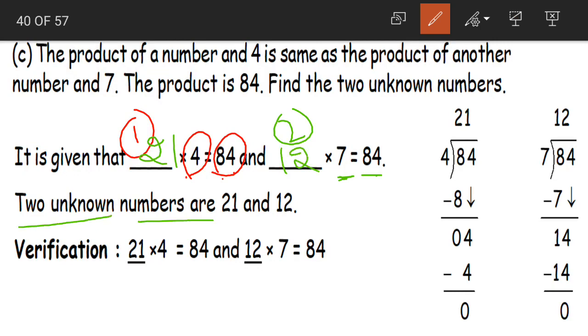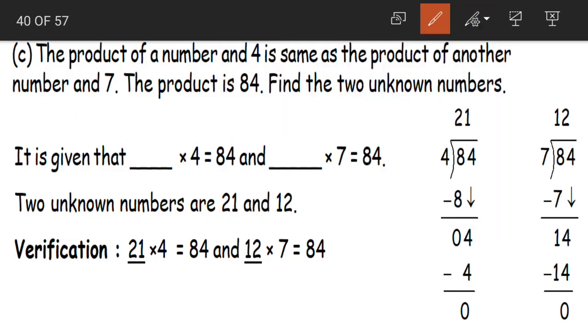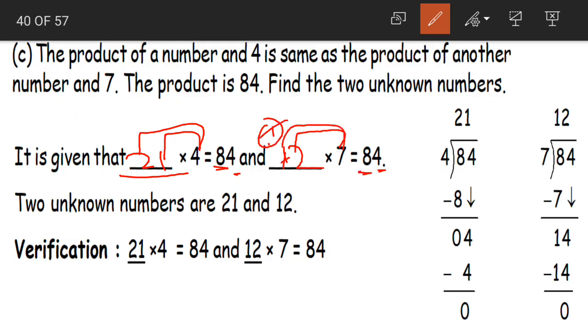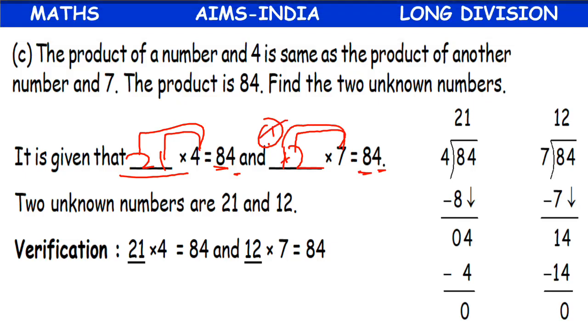So the two unknown numbers are what? 21 and 12. If you want, we can verify as well. Here 21 and 12, right? 21 into 4. 4 ones are 4. 4 twos are 8. That is correct. 84. Next 12 into 7. 7 twos are 14. 4 here, 1 carried. 7 ones are 7 plus 1, 8. Yes, children, even when we verify, we got the correct answers.